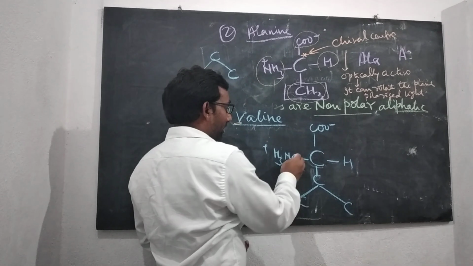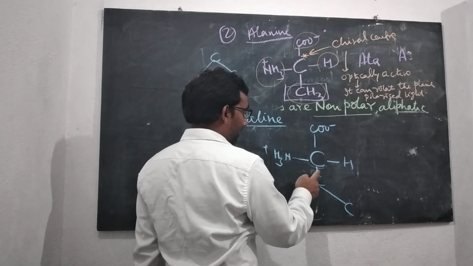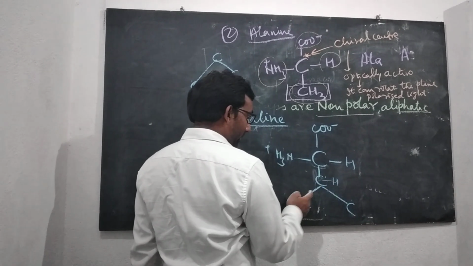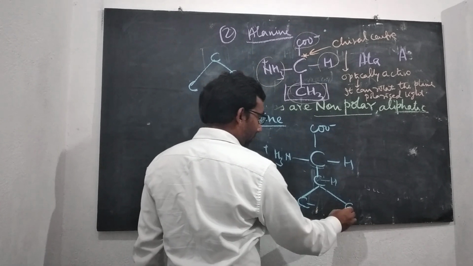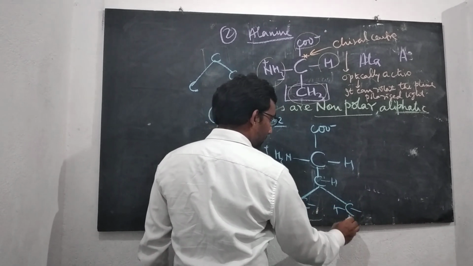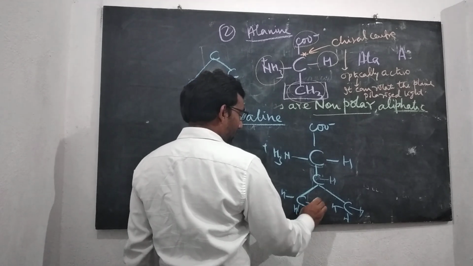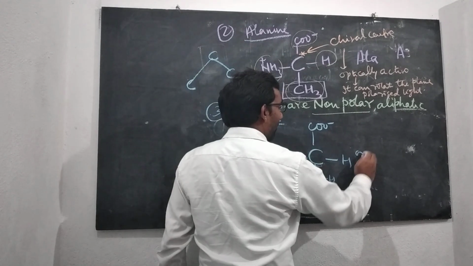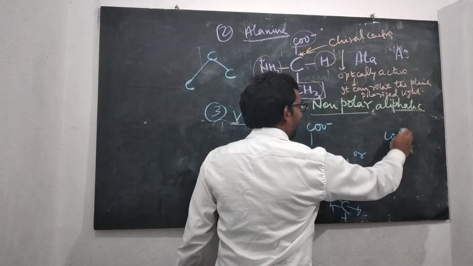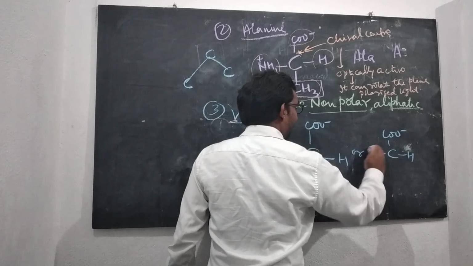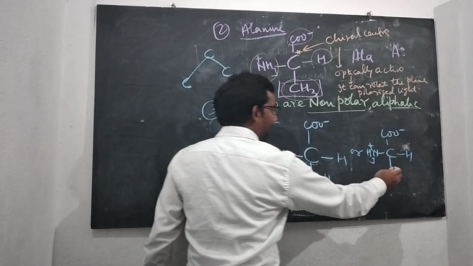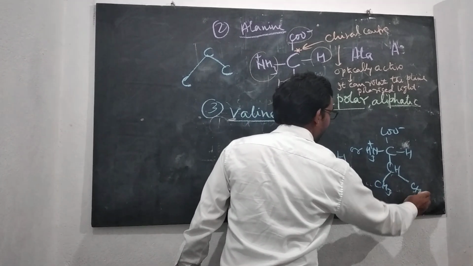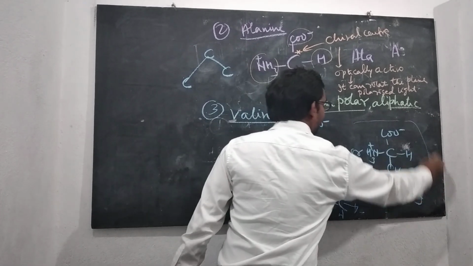Now you can satisfy the valency of carbon. 1, 2, 3. So here you will write one more hydrogen. This will become 4. Here 1, 2, 3, 4. Here 1, 2, 3, 4. So what do you see? It is a very simple form, or I will write a condensed form of it. How will you write the condensed form? C, CO minus, H, NH3 plus, and this can be written as CH, CH3, CH3.